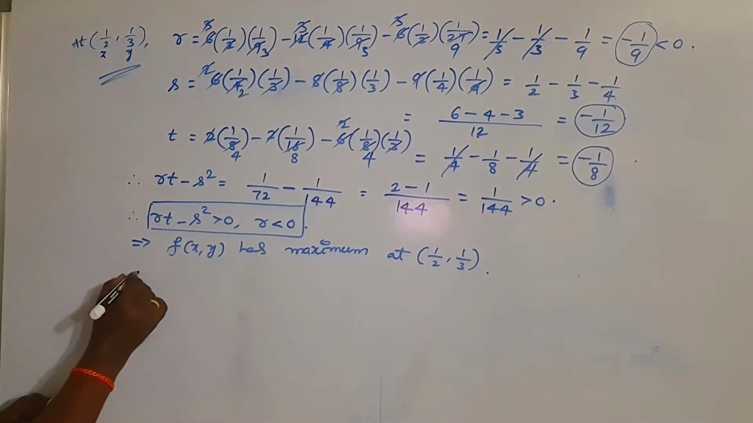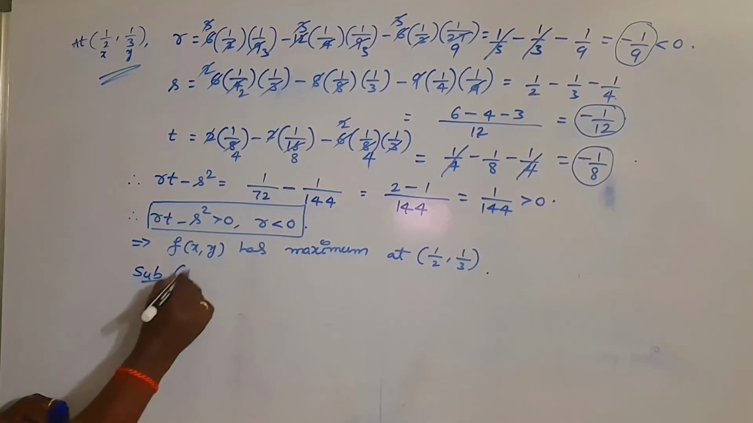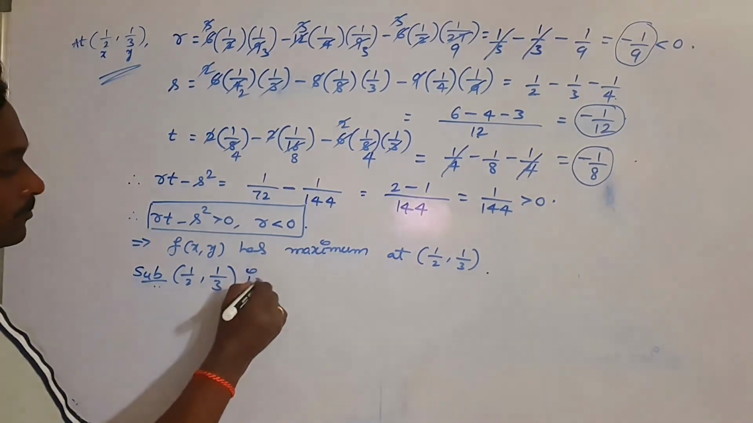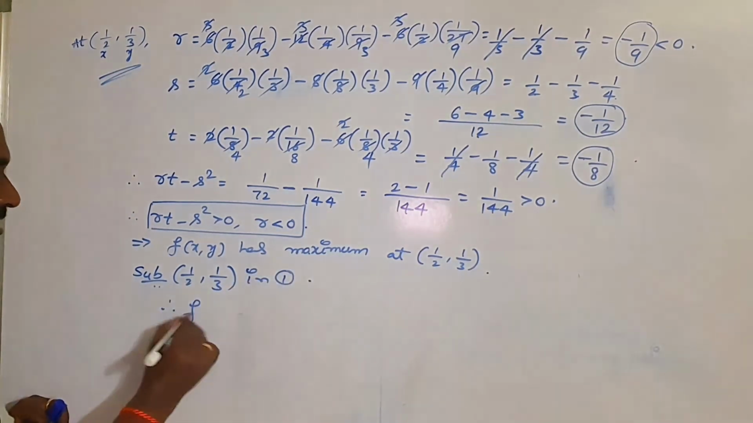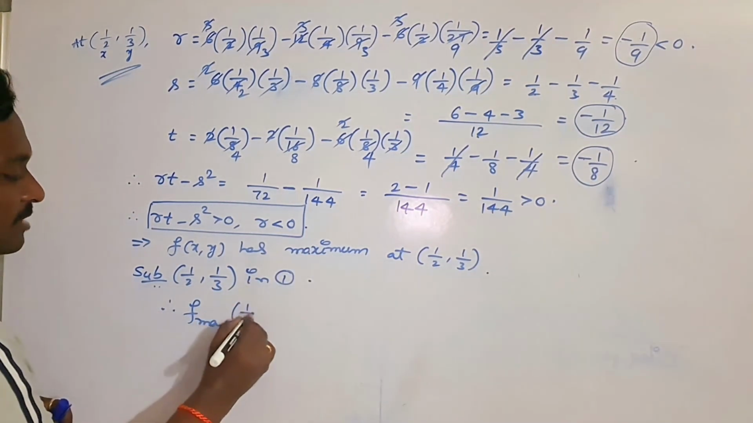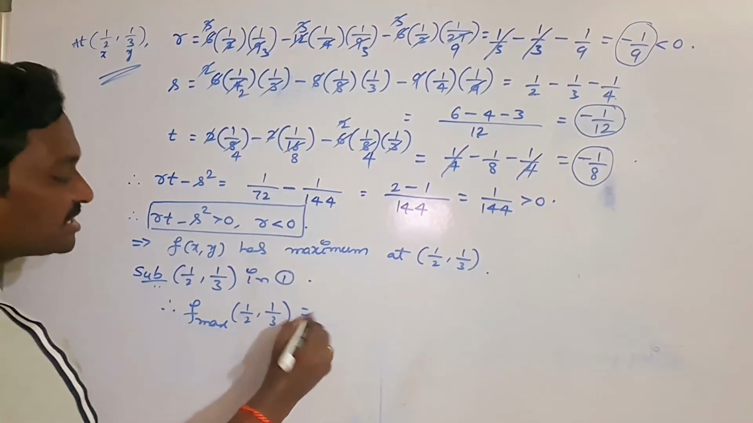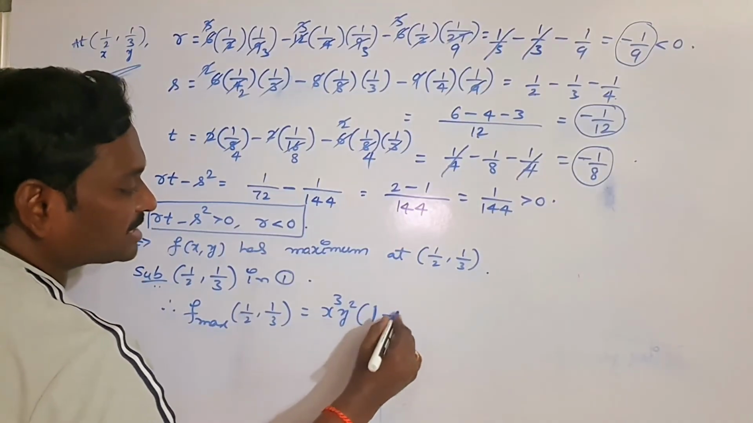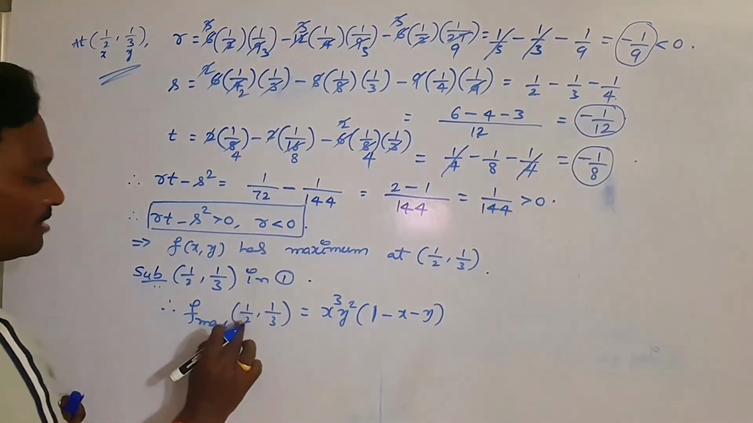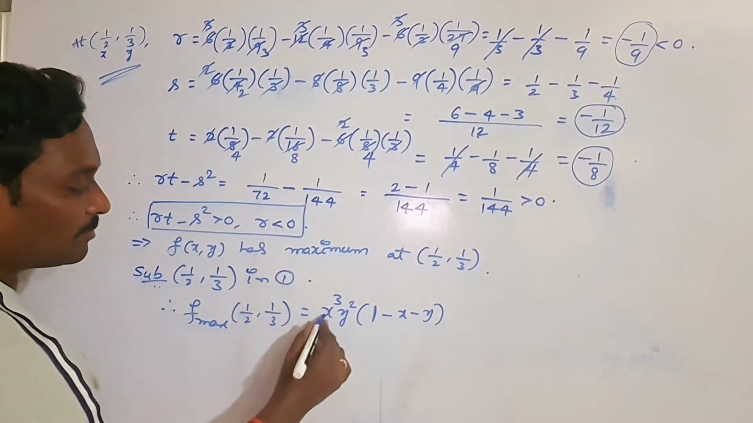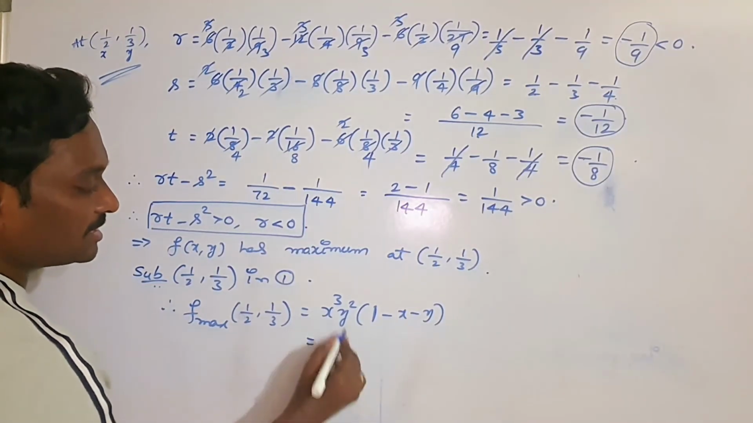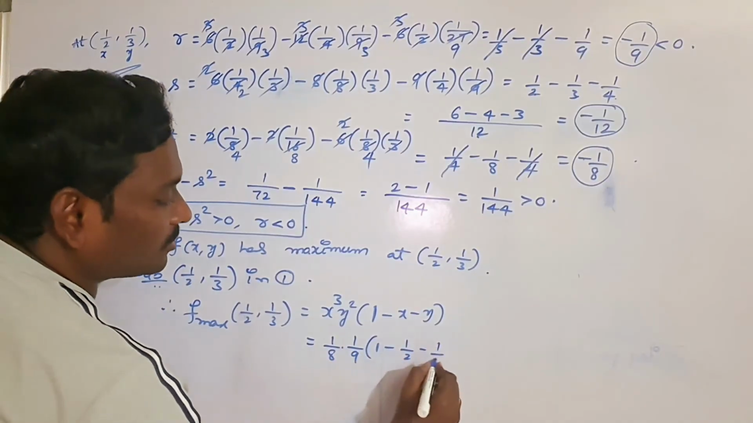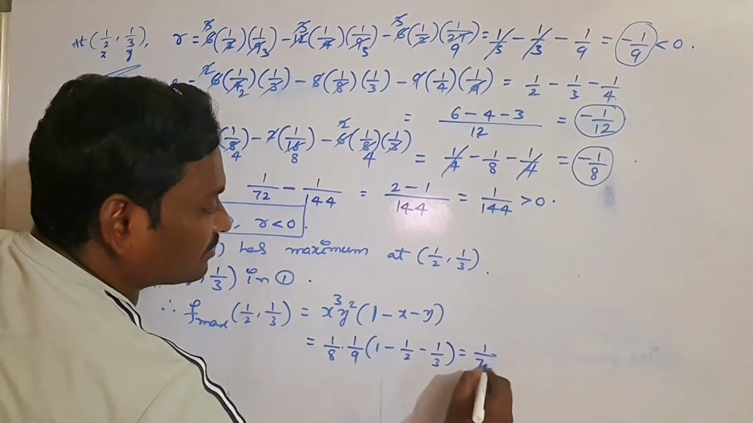So you can substitute this (1/2, 1/3) in the given function, and you will get that maximum value. So what is it? F maximum at (1/2, 1/3). What is the given function? It is x³y² into (1 minus x minus y). You can substitute the point in this function. So 1/2 whole cube, it is 1/8, into 1/9, and 1 minus 1/2 minus 1/3. So it is 1/72.